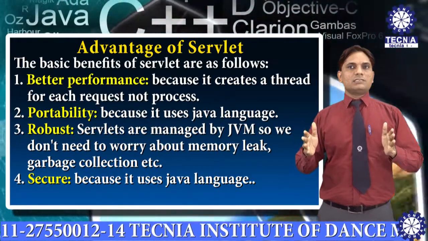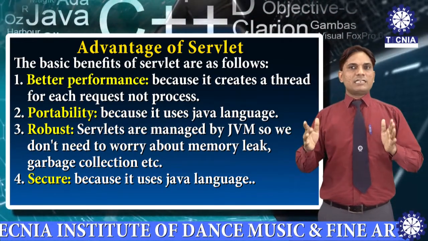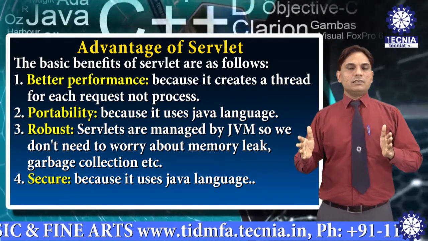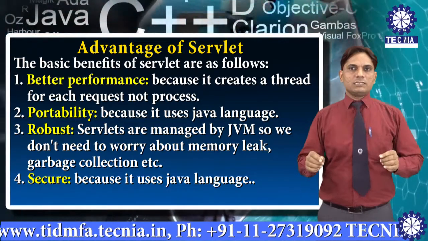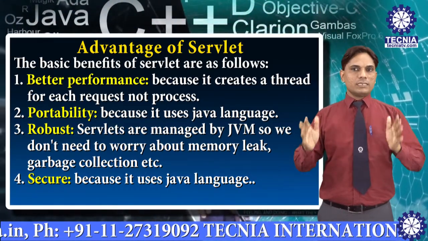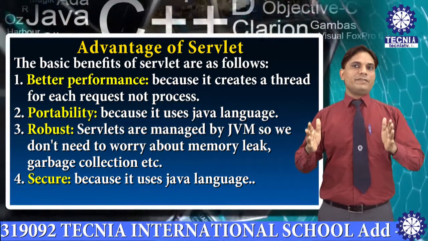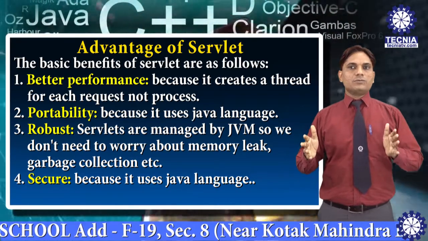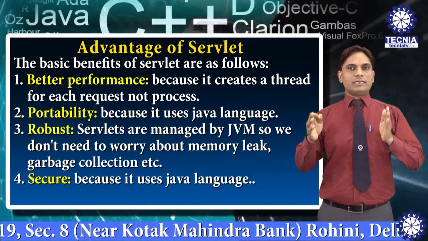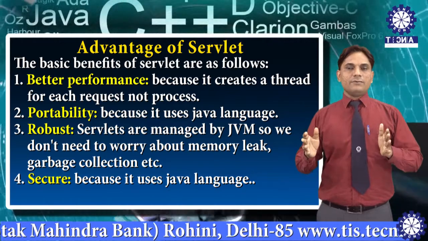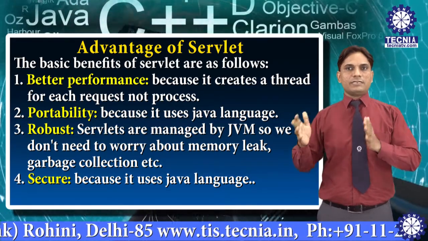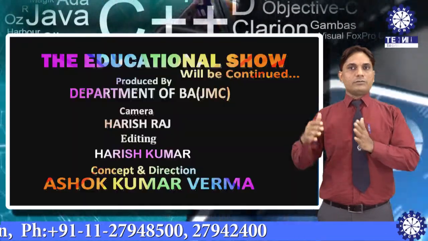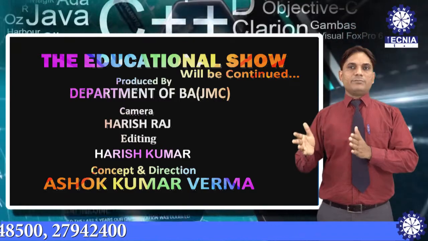The basic benefits of the servlet are as follows. Number 1, better performance because it creates a thread for each request, not a process. Number 2, portability because it uses the Java language. Number 3, robust. Servlets are managed by the JVM, so we don't need to worry about memory leaks, garbage collection, etc. Number 4, secure because it uses the Java language. So in this lecture, we compared CGI and servlet technology, and it shows that servlet is better as compared to CGI.